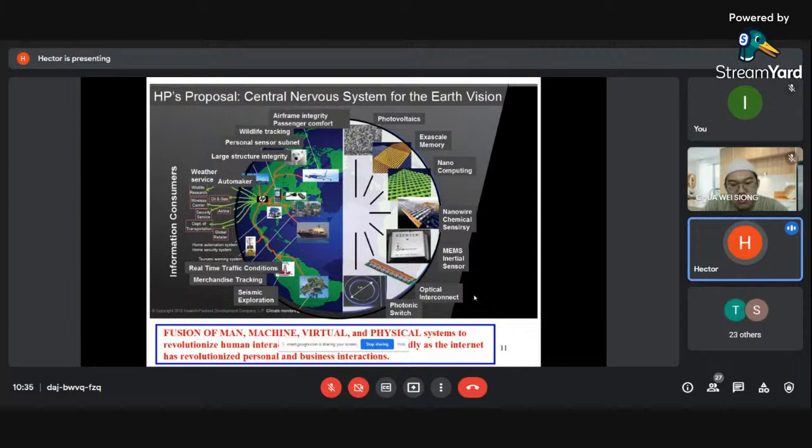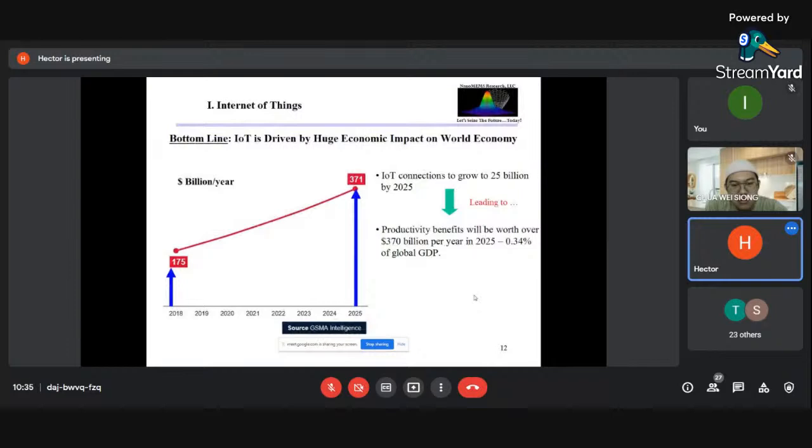To achieve this full connectivity all over the world, it is expected that of the order of 1 trillion nanoscale sensors and actuators will be needed, as well as the equivalent of 1,000 internets. The bottom line is that the Internet of Things is driven by huge economic impact on the world economy.